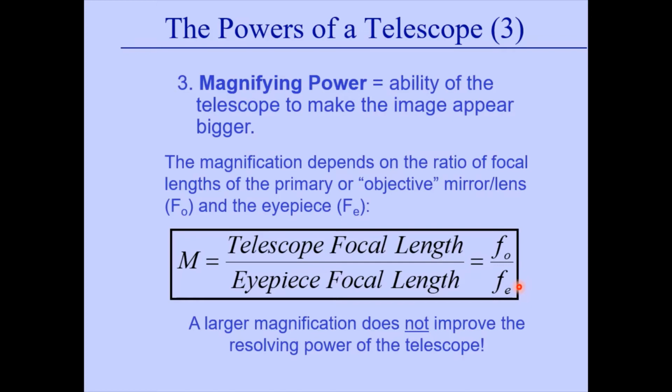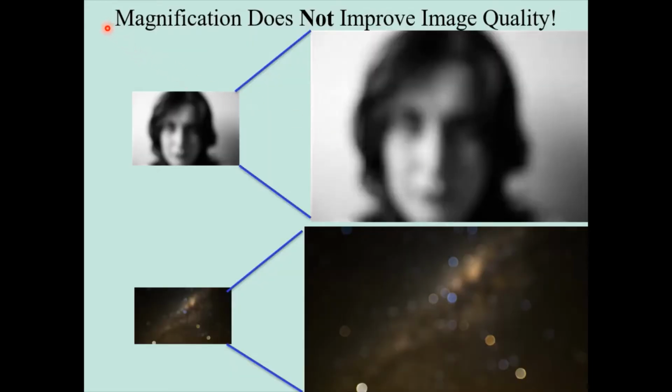Now, one thing about this is that by changing the eyepiece we can effectively change the magnification of the telescope. So the telescope itself doesn't have an inherent magnification. It's the combination of the telescope with the eyepiece that gives us magnification. And one thing that's important here is that a larger magnification does not improve the resolving power of the telescope. So to see what this means, magnification does not improve image quality.